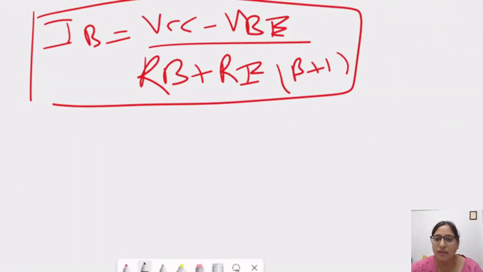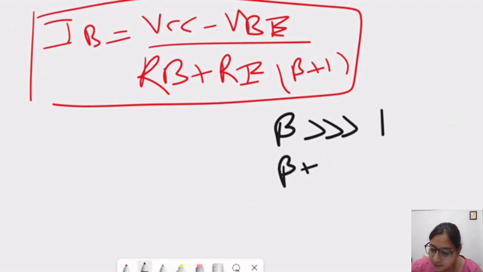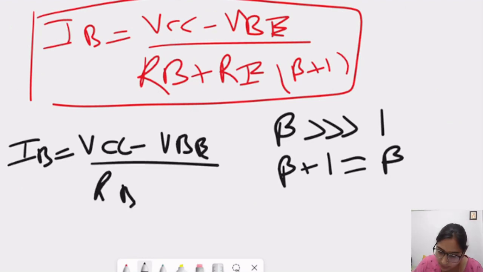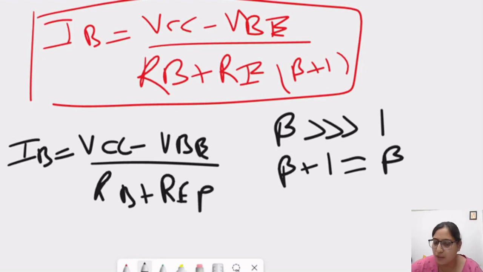Now here we have to consider a few terms. First one is for beta. Beta is very much greater than 1. So beta plus 1 we can simply consider as beta. So now IB is nothing but VCC minus VBE upon (RB plus RE into beta). Why so? Because beta is the current gain, it is very much greater than 1. So we can simplify beta plus 1 as beta.